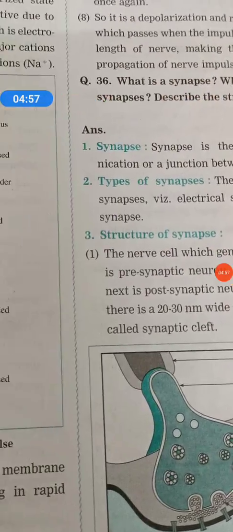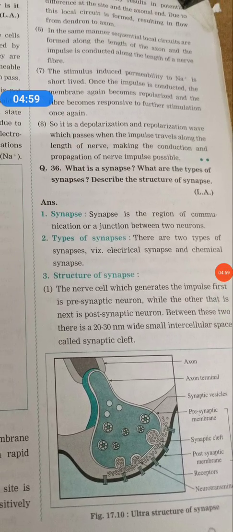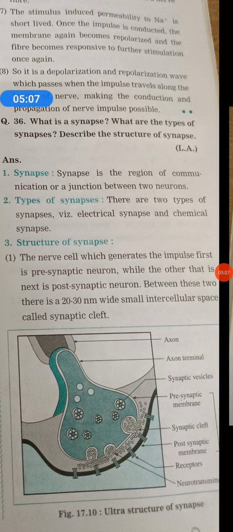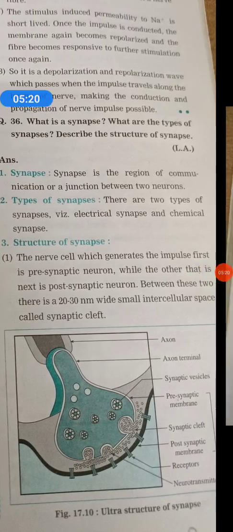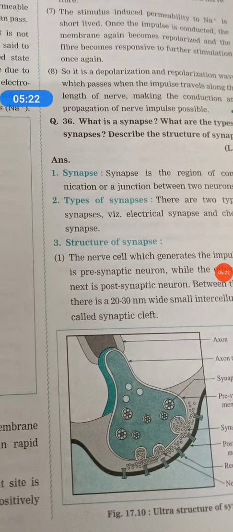In the next diagram, I will show the synapse. So what is the synapse? The synapse is the region of communication or the junction between two neurons. There are two types of synapse, electrical synapse and chemical synapse. In an electrical synapse, the transmission of the nerve impulse takes place much faster as compared to the chemical synapse. This is the first neuron, and this is the second neuron.